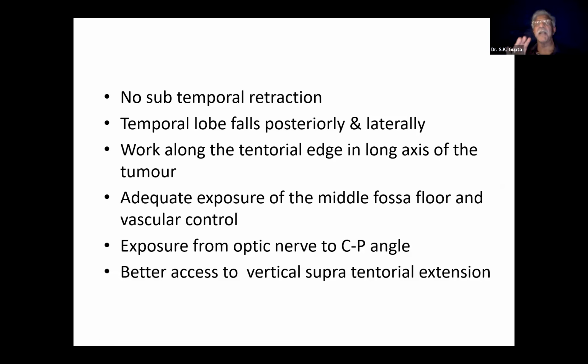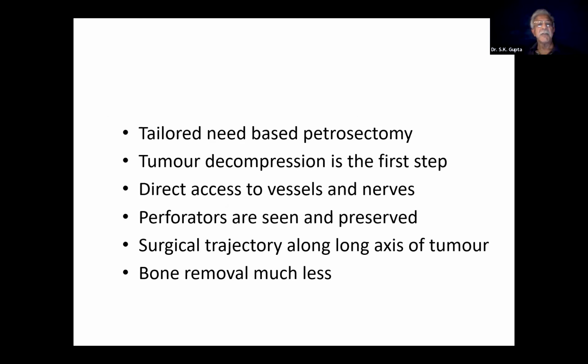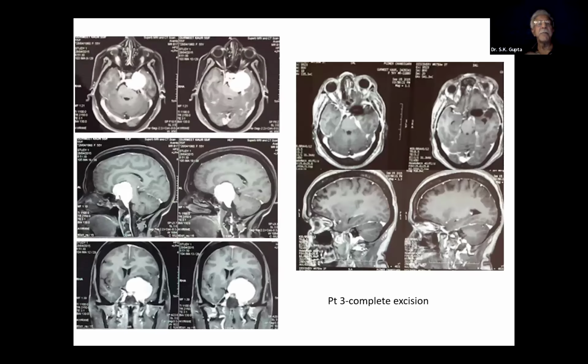If the tumor is extending vertically up and you do it extradurally, you have to do a lot of temporal lobe retraction, which can be avoided by this approach. So this is a tailored, need-based petrosectomy with direct access to vessels and nerves, and all perforators can be seen and preserved. Showing some examples of tumors which were removed by this approach.